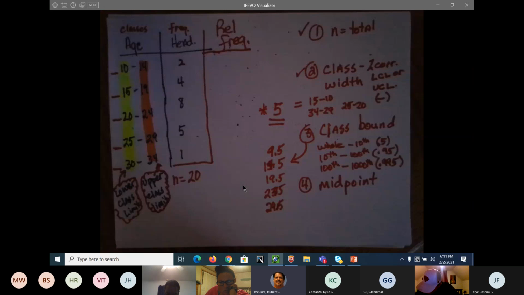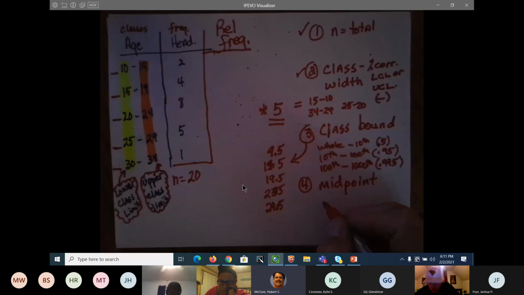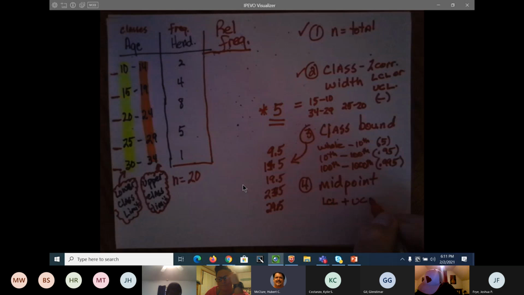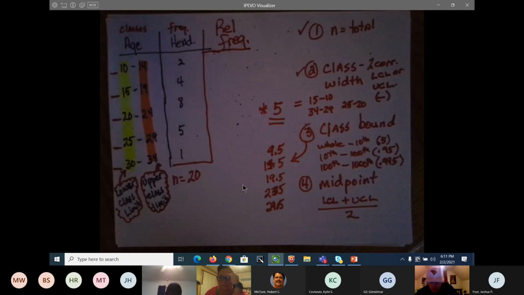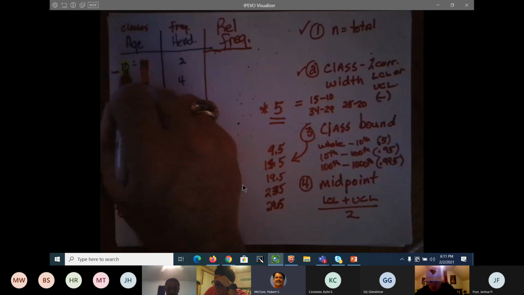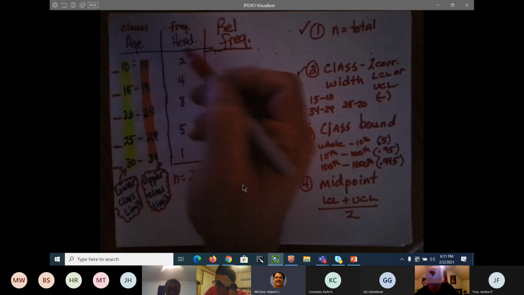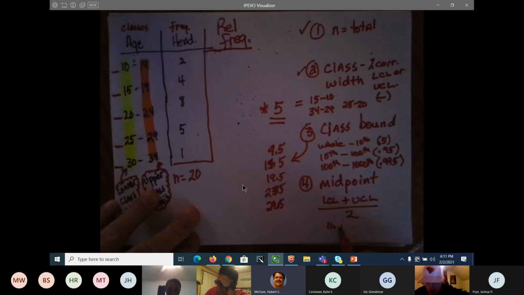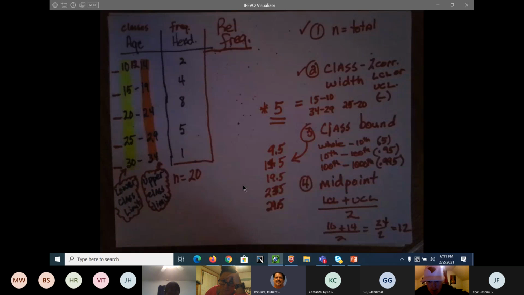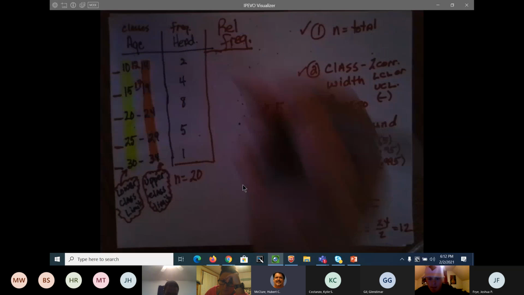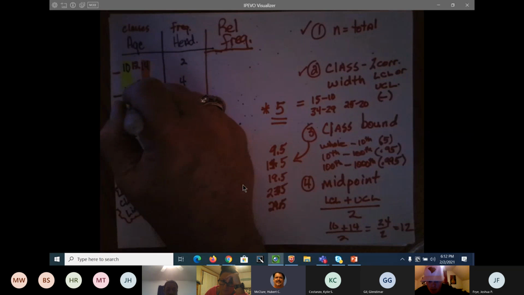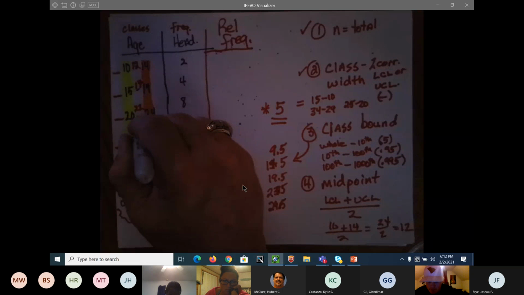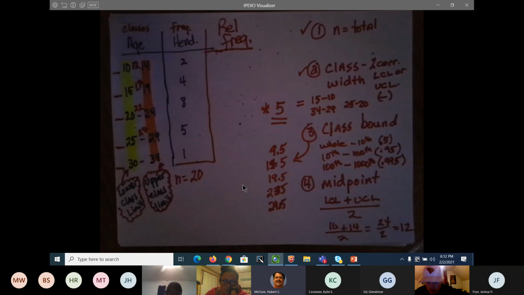All right, now what? The midpoints. Midpoints are easy. You just take your first lower class limit and add it to your first upper class limit and divide by 2. And I'm going to go up here and I'm going to put them in the middle. So what is 10 plus 14? That's 24. Half of 24 is what? 10 plus 14 over 2 is 24 over 2, which is 12. And I'm going to put that 12 right there. And what's 12 plus 5? 17. And what's 17 plus 5? 22. And what's 22 plus 5? 27. And what's 27 plus 5?